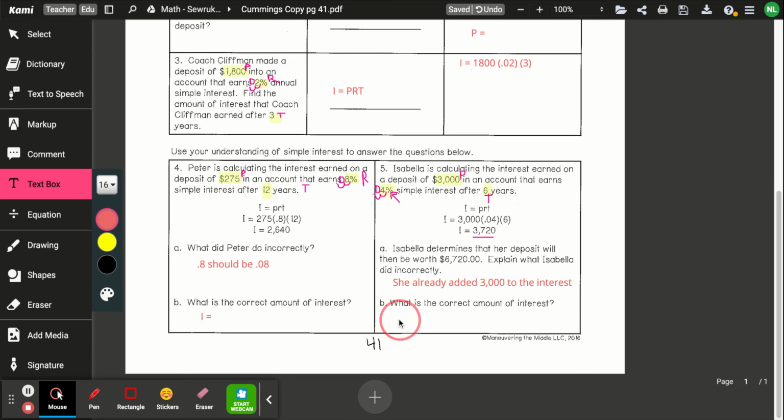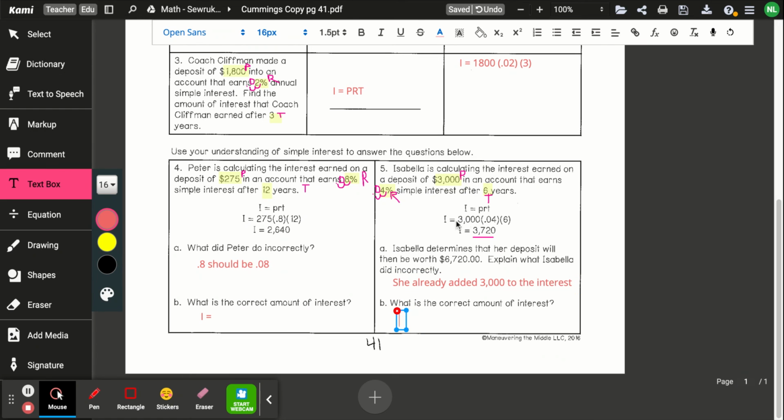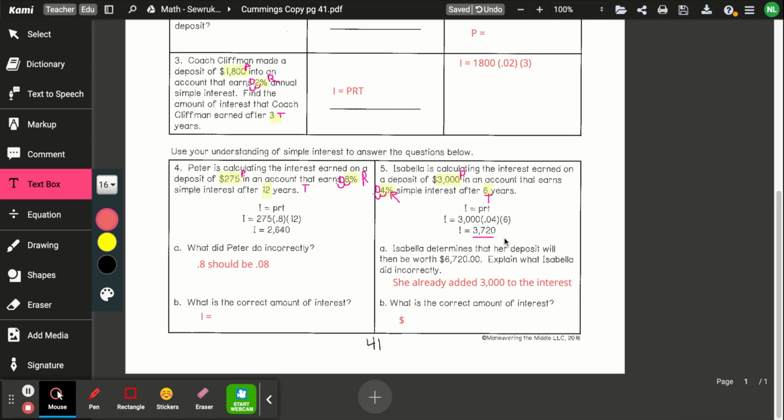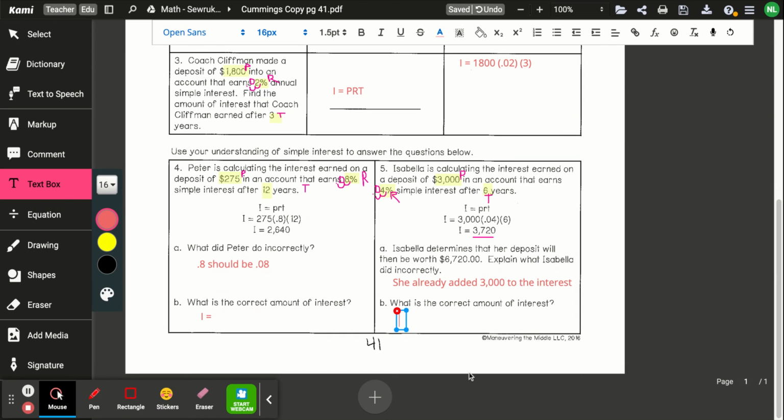What is the correct amount of interest? So then when you put these numbers in your calculator, you have to write down what she actually did. So you actually have to put 3,000 times 0.04 times 6 into your calculator and see what you get. The interest, I'm sorry, this should have said I. Interest equals what dollar amount? And this could have a dollar amount on it too.